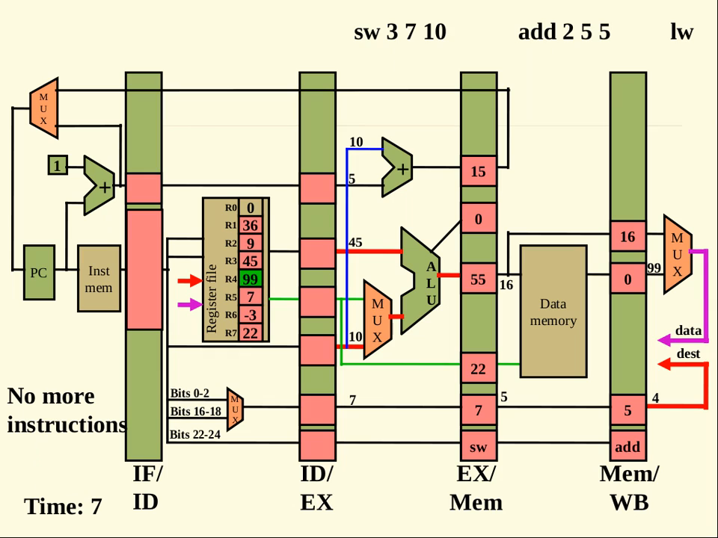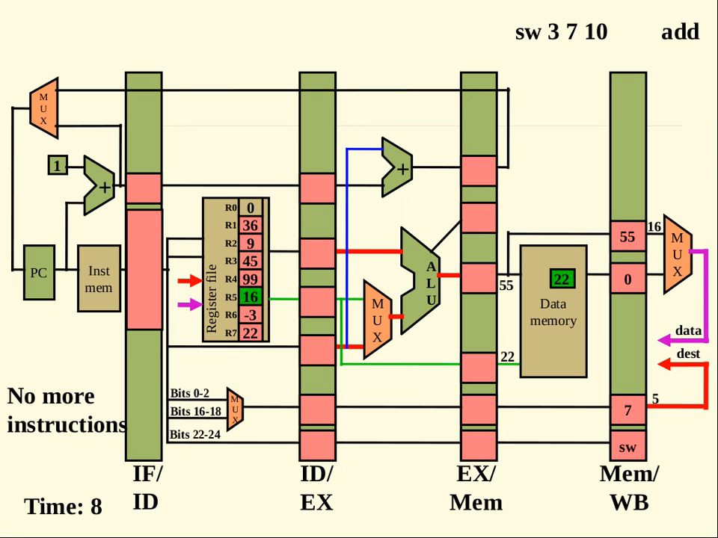Load word. We're writing the value 99 to register 4. Boom. Add in data memory. Doesn't do anything. We don't care. Store word. We need to do, was it plus offset? So 45 plus 10, 55. Great. Add. We have the 16. Writing to register 5. Boom. There it is. We're storing the value 22 at address 55.